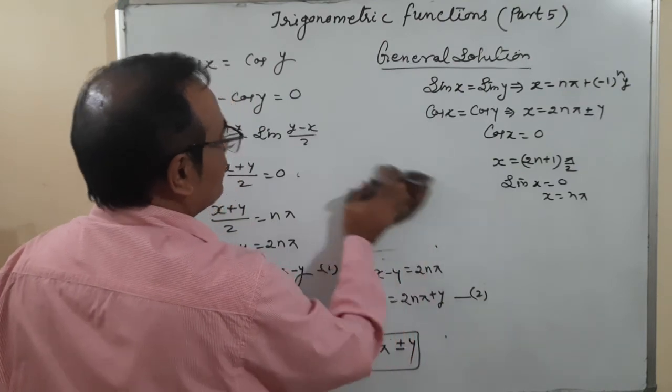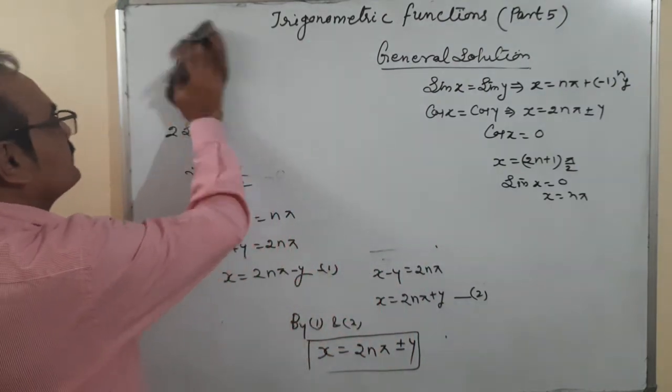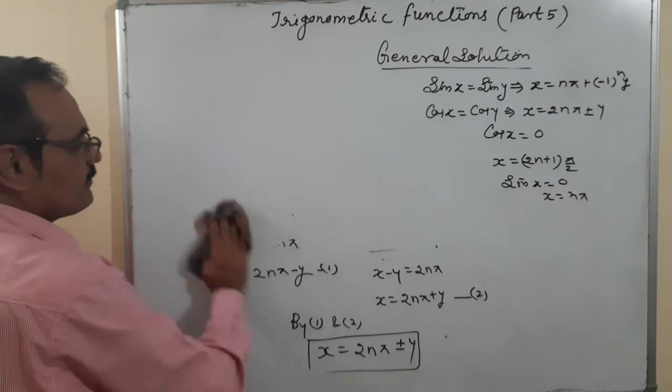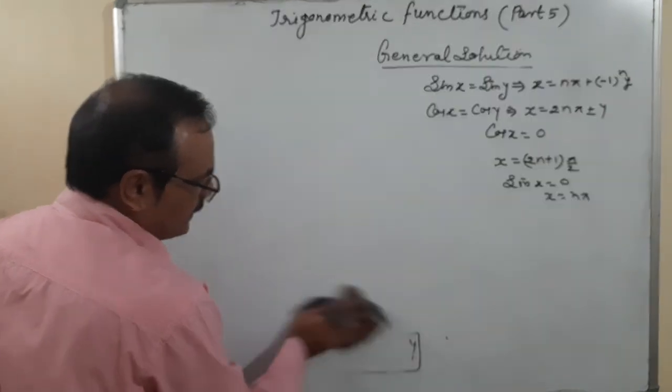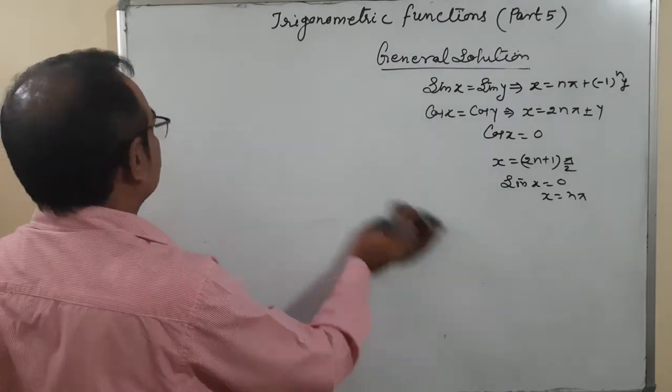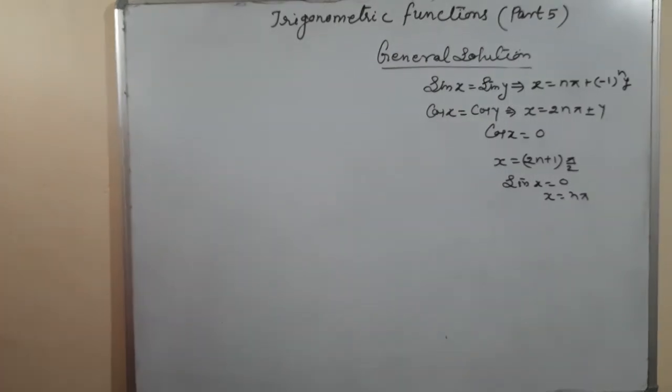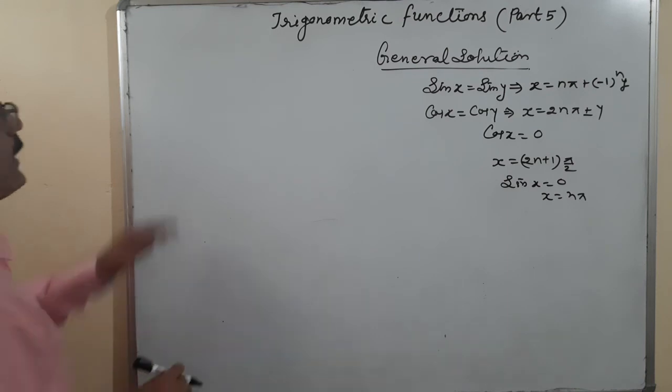Third one is tan x is equal to tan y. Because the general solution of sin and cosec, cos and sec, and tan and cot, they are the same. Tan x is equal to tan y.